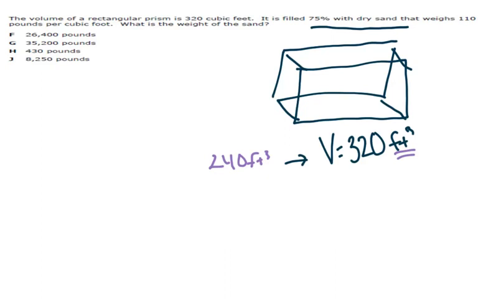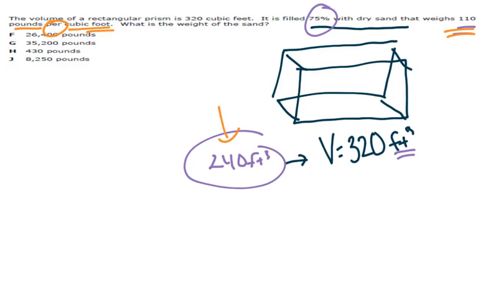Okay, so we know that 75% filled means that we're talking about 240 cubic feet worth of dry sand. Yay. Don't know what you're doing with all that dry sand, but it's there. And it weighs, let me switch colors, 110 pounds per cubic foot. So per means for every one. For every one of these 240 cubic feet, it's 110 pounds.